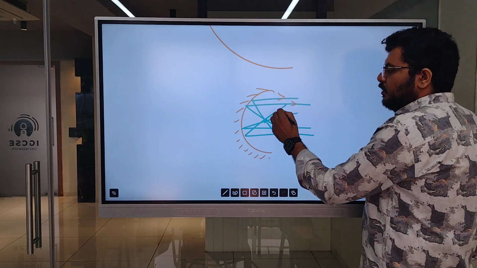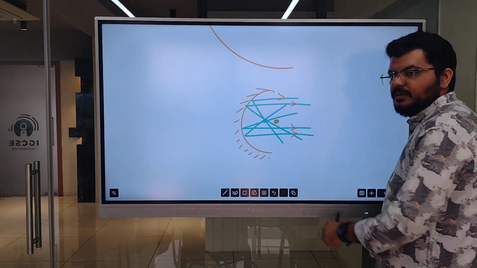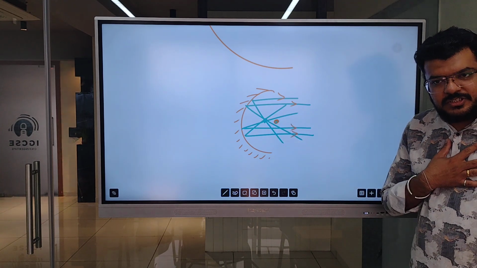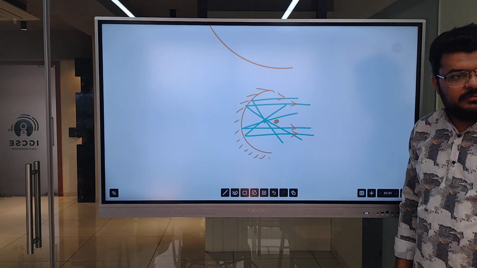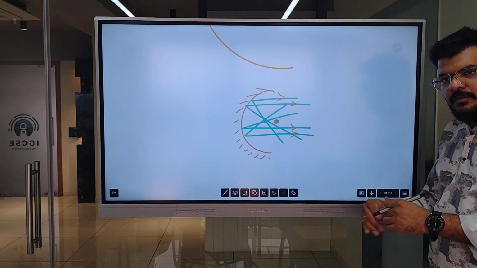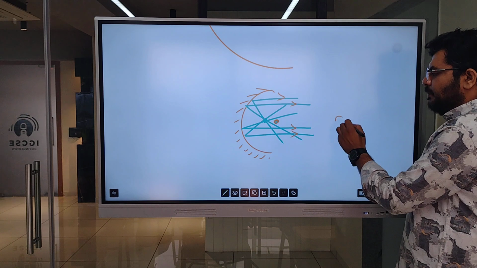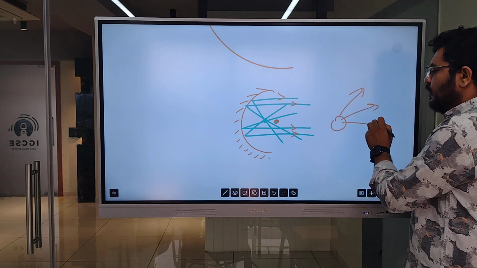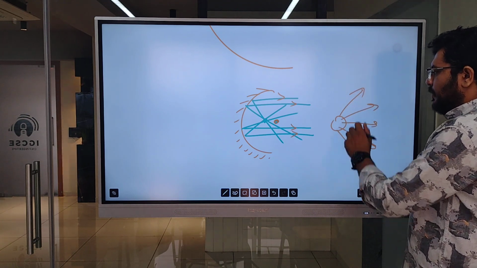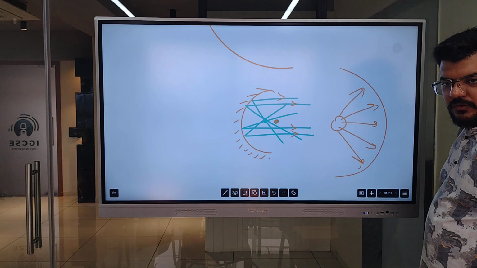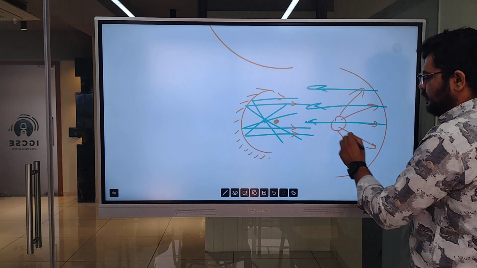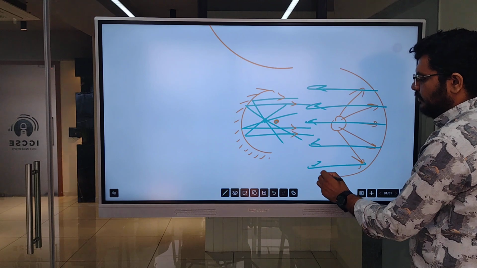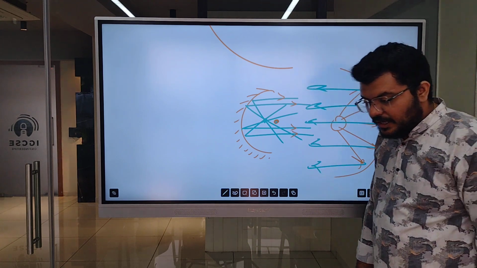So your bulb is a point object, but somehow I have made a construction so that the beam will be parallel. If the bulb was directly facing outside, what will happen? It will emit light in all the directions. But if I place a mirror over here, what will happen? It will emit a parallel beam of light, which can help in vehicles.